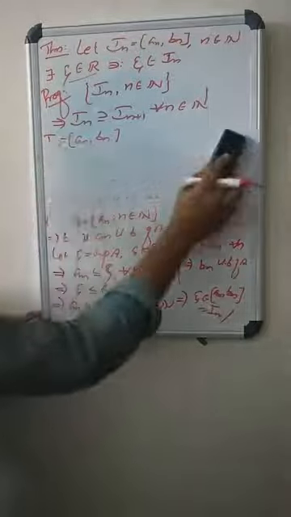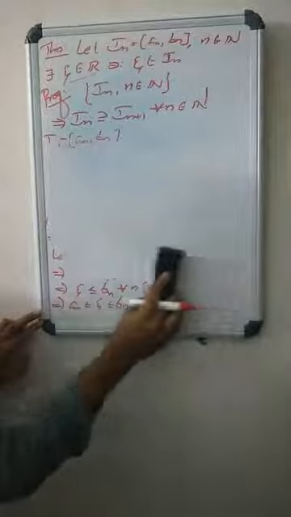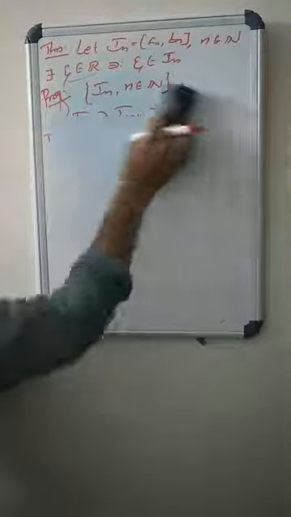So this is the nested interval property. It is an important property. A nested sequence of intervals means that In is a superset of In+1 for all n in N.